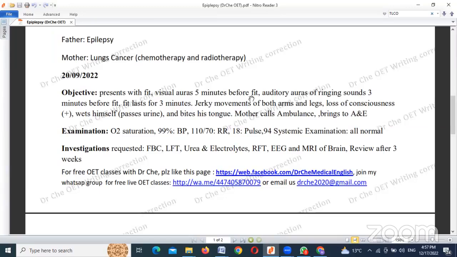Patient lost consciousness, wet herself, passed urine, and bit her tongue. Her mother called the ambulance and brought her to the emergency department. So what should be your score? Can you write in the chat 500 out of 500, okay? If you write like this, excellent letter, okay? Excellent letter.